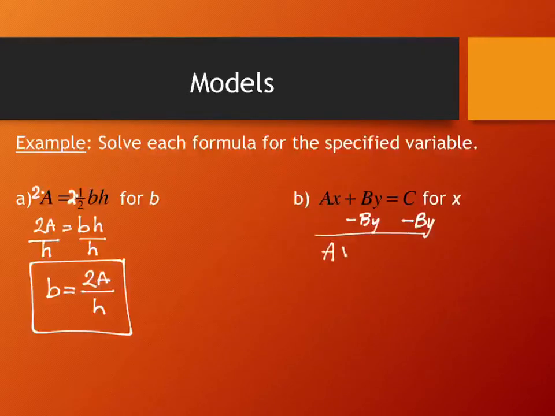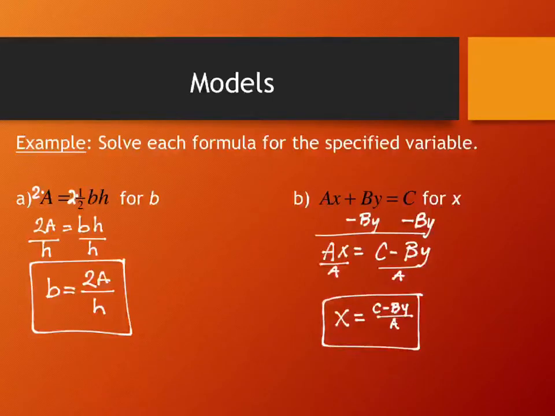So I've got ax equals c minus by. Or you could put negative by plus c. And then what would I need to do to solve for x? Divide by a. So x is equal to c minus by over a. Any questions on that one?